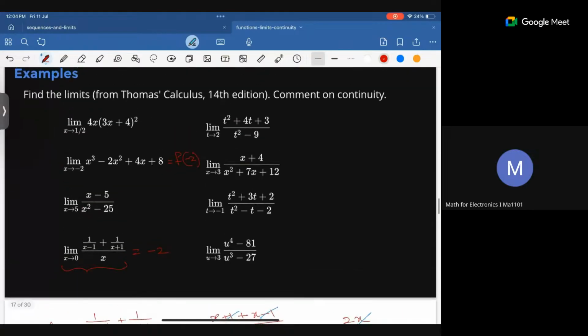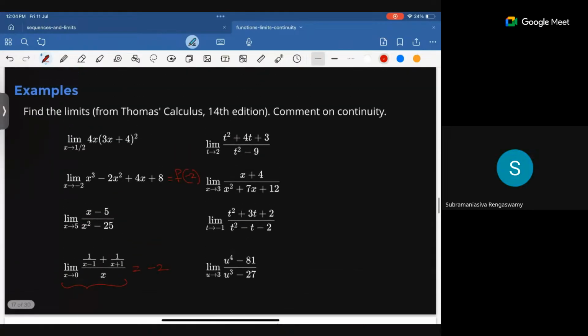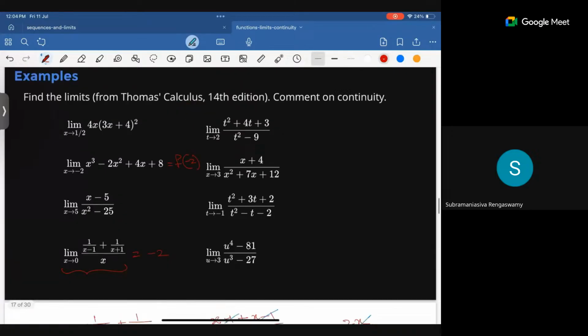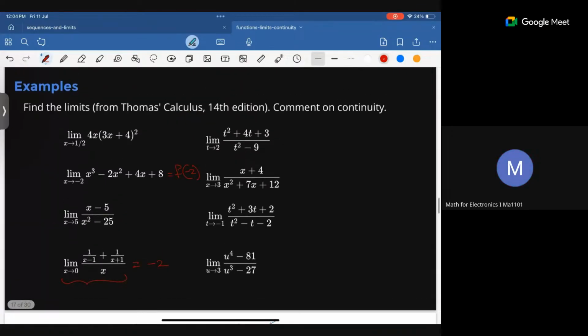Yes. Sir, any doubt? Yeah, sir, can you please help to solve u4 minus 81, u3 minus 27? Yeah, we'll do that. Thanks.